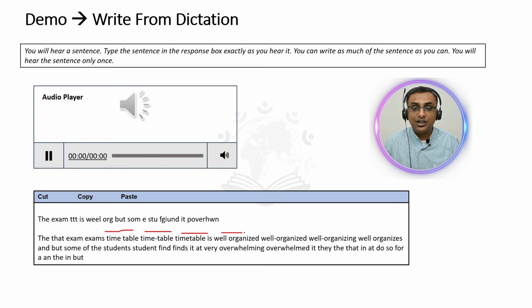Well organized, two words, then only one word with a hyphen. Well organizing, well organizers, I have written different forms. Then students, finds, very overwhelming, overwhelmed as well. I have added extra words over here such as prepositions, conjunctions. So this is how you can also come up with a response.